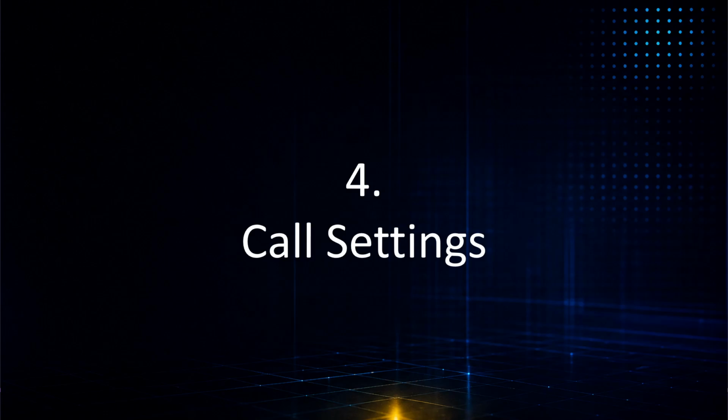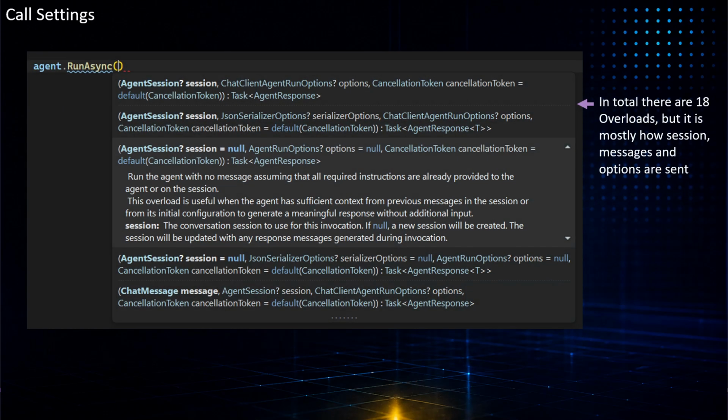Then we have the call itself. And I know this is getting long, but luckily the call, while it looks menacing, you have 18 different overloads when you do run async. It's mostly about how the different messages are being sent. Is the message being sent as a string? Is it sent as a chat message? Is it sent as a list of chat messages? Or is it not even sent because the session takes care of it? But there are options for serialization and options for extra options here.